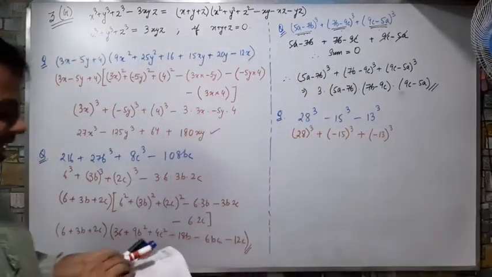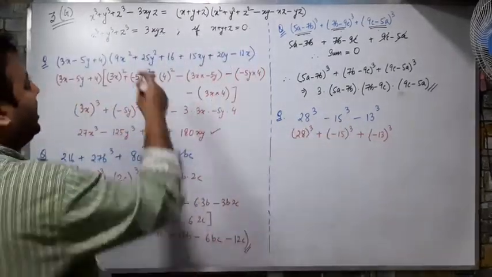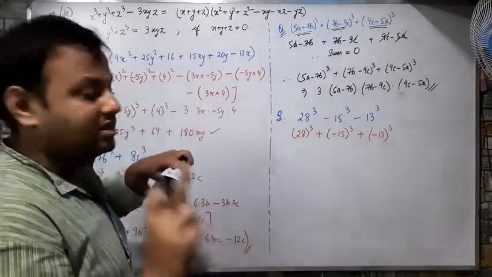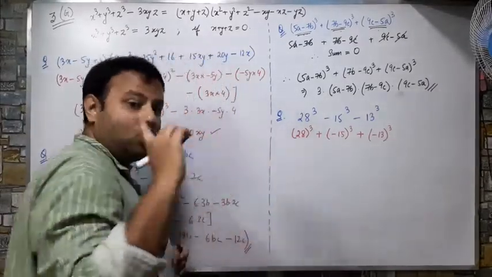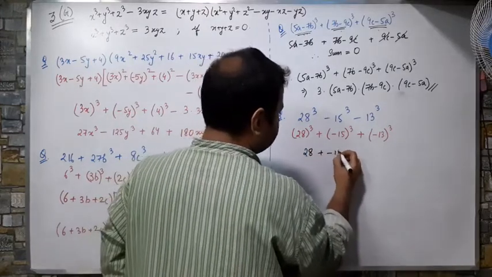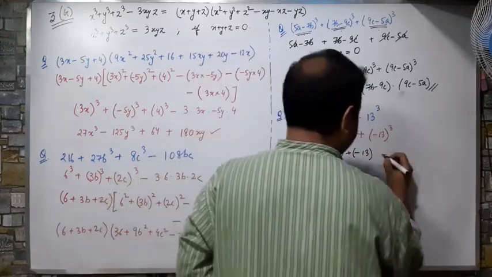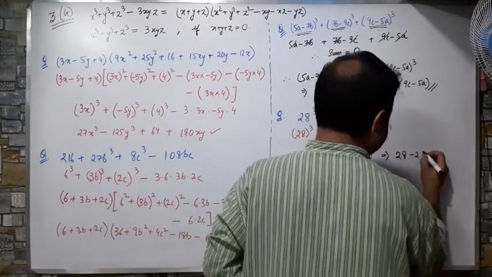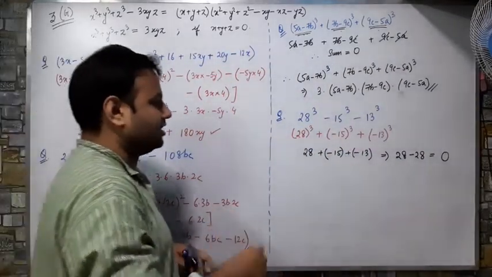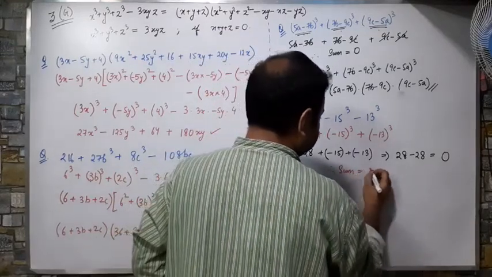So I am getting this as a cube plus b cube plus c cube. A cube plus b cube plus c cube will be equal to 3abc if the sum is 0. So again find the sum, only the sum without the cubes. So I am writing 28 plus minus 15 plus minus 13. So what am I getting? 28 minus 28, that is equal to 0. Yes, again I have got the sum as 0.